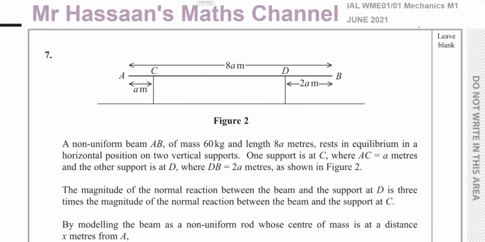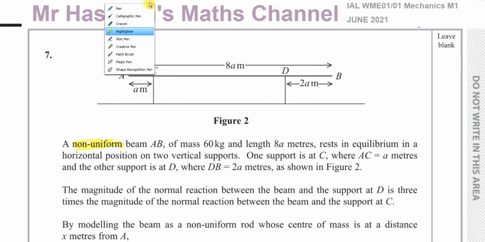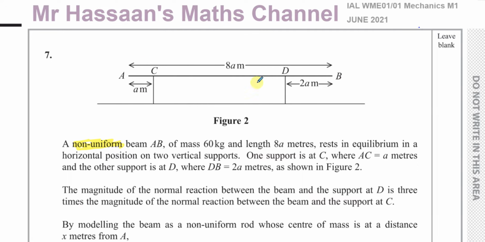The word non-uniform basically tells us that this rod's center of mass, the place through which we take the weight to act, is not in the geometric center. It's not exactly halfway along the beam. So that's very important. From the wording, we can't assume that the weight acts through the center of the beam. Whereas if it was a uniform beam, we can take the weight as acting through a point in the center of the beam, the center of mass.